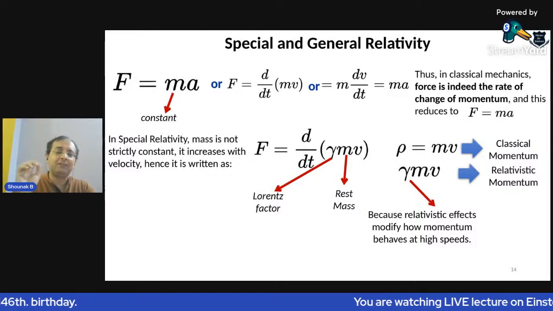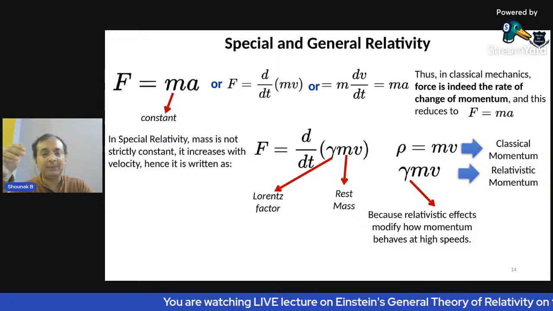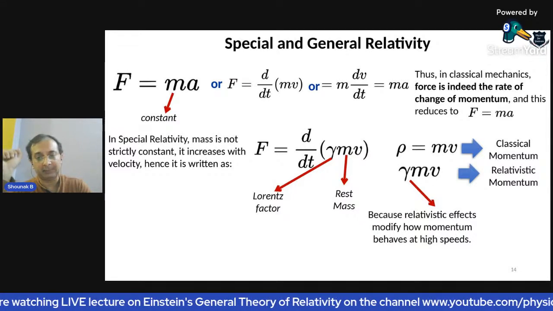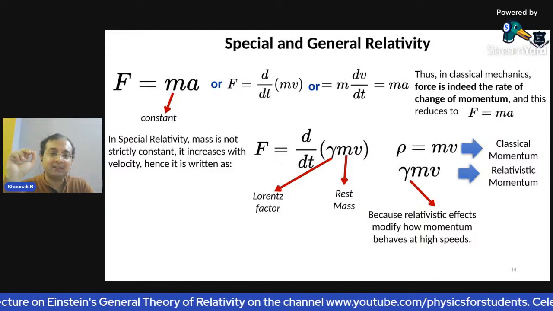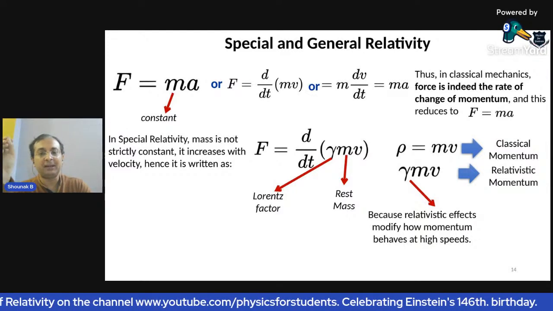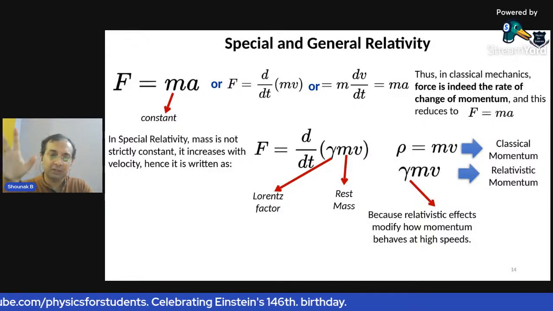So I have given a very simple calculus derivation. From F equal to ma, we can write it as m dv by dt, which is equal to ma. That means in classical physics, we can tell that the force is the rate of change of momentum, and this reduces to F equals ma. Very good, very true. You will agree with me.